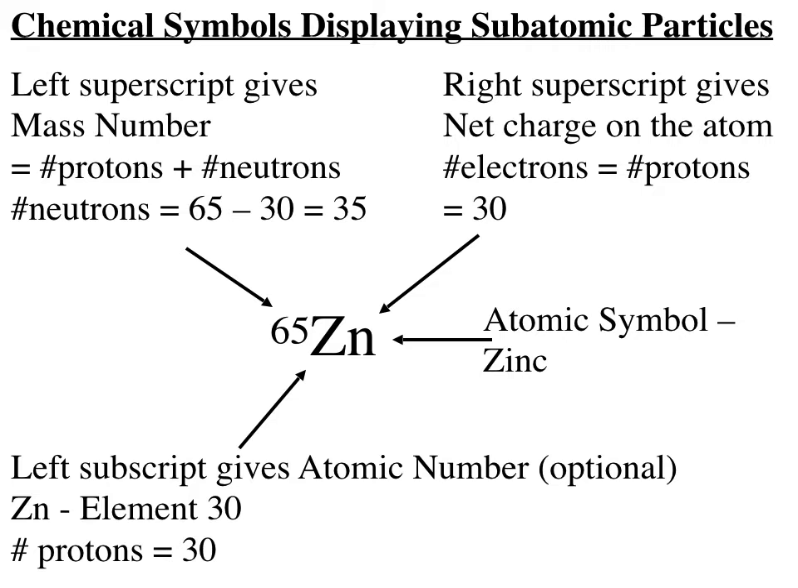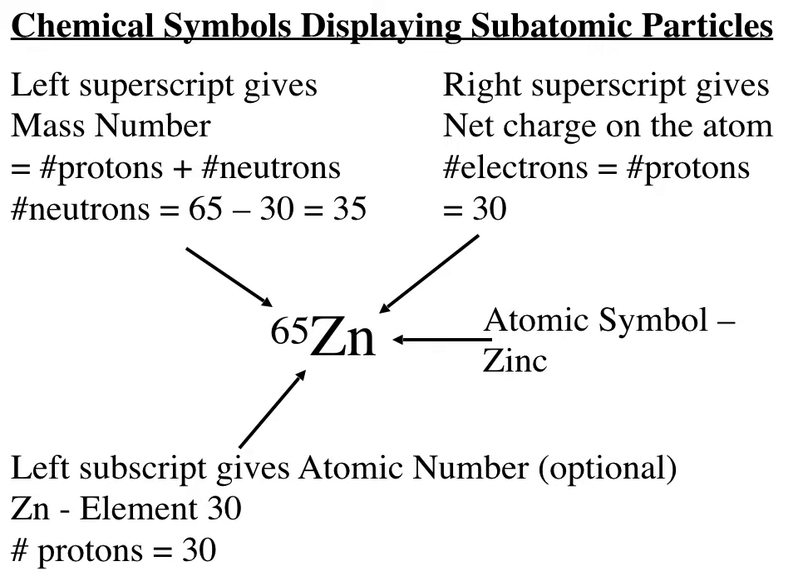Now I'm going to turn to the right superscript. Again, there's nothing listed. And if there's nothing listed, we can only assume that this is a net non-charged atom. If there is a number there, it'll either be a positive or a negative number telling me if there's a net positive charge or a net negative charge. So in this case, there is no number given. I can only assume, therefore, that it is neutral.